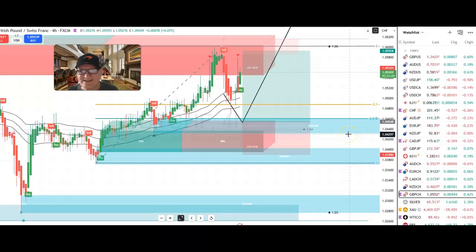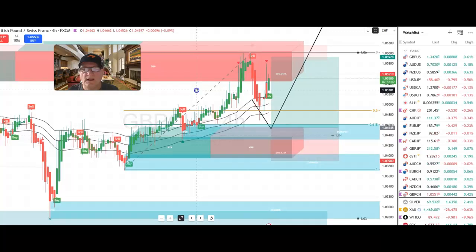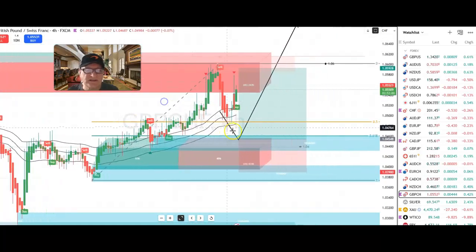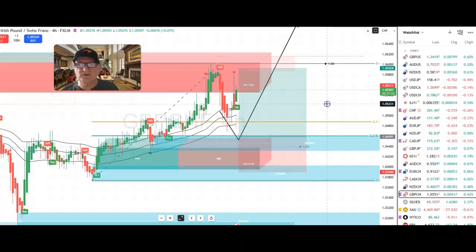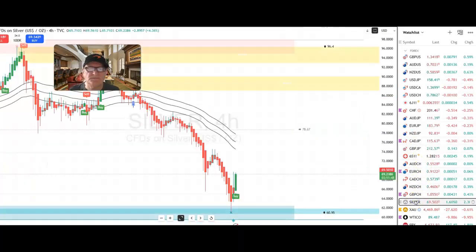Pound Swiss, we can see here moving into an order block now. I did expect the price to come down into this area here from the weekend, but it didn't quite come down deep enough. 50 moving averages were acting as support. Sometimes we get them, sometimes we don't. It's just the way it is.